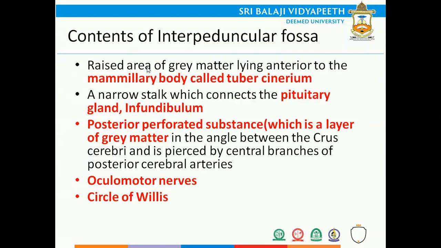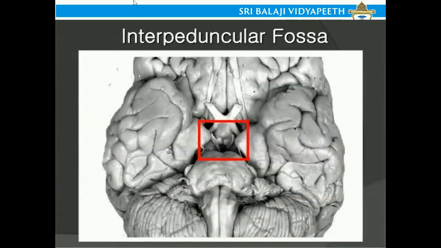Since it is a rhomboid shaped fossa, the main contents are the oculomotor nerve, which takes its origin from there, and you also have the circle of Willis, which is the main blood supply for the brain. So this is the location of the interpeduncular fossa. See the interpeduncular fossa: the optic chiasma anteriorly, the pons posteriorly. On either side you get the parahippocampal gyrus, the two mammillary bodies, and the tuber cinereum. The oculomotor nerve is taking its origin from there.